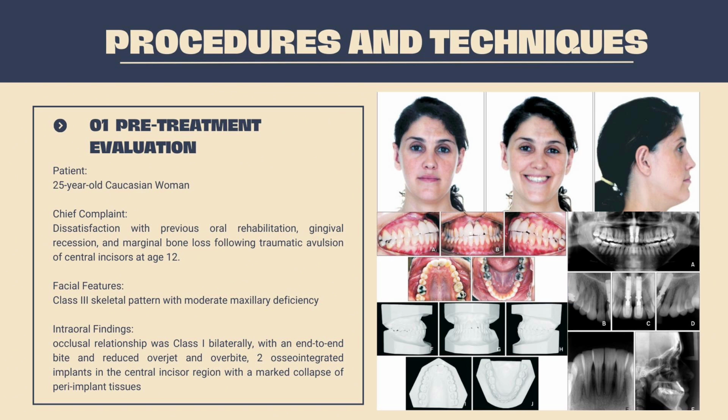Patient: 25-year-old Caucasian woman. Chief complaint: dissatisfaction with previous oral rehabilitation, gingival recession, and marginal bone loss following traumatic avulsion of central incisors at age 12. Facial features: class 3 skeletal pattern with moderate maxillary deficiency. Intraoral findings: occlusal relationship was class I bilaterally, with an end-to-end bite and reduced overjet and overbite, 2 osseointegrated implants in the central incisor region with a marked collapse of peri-implant tissues.